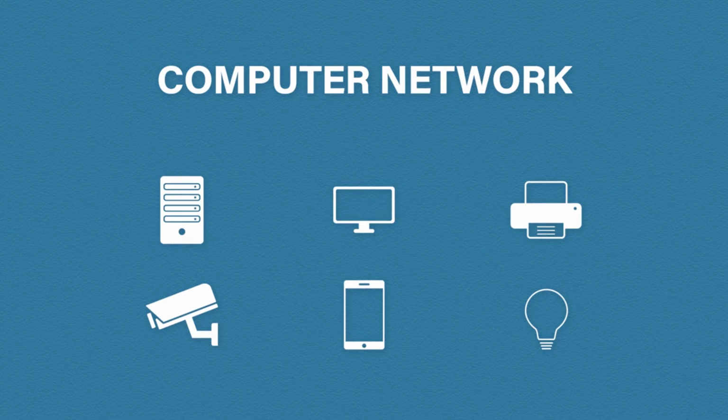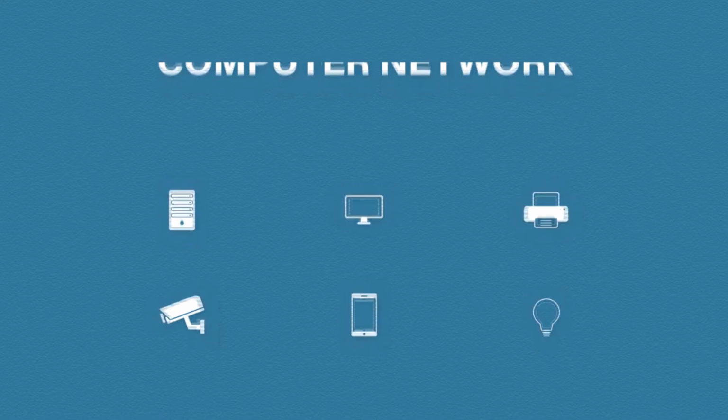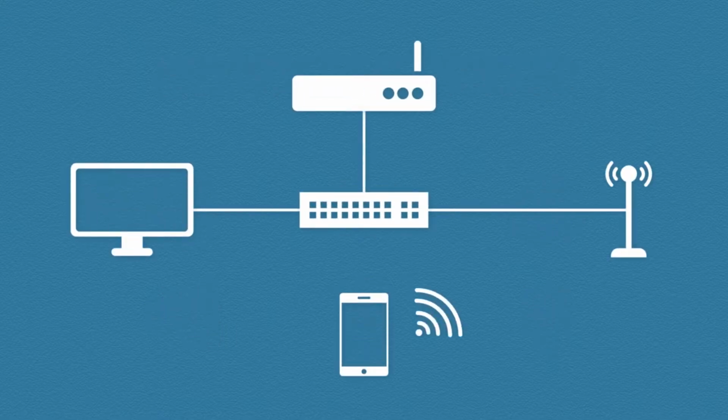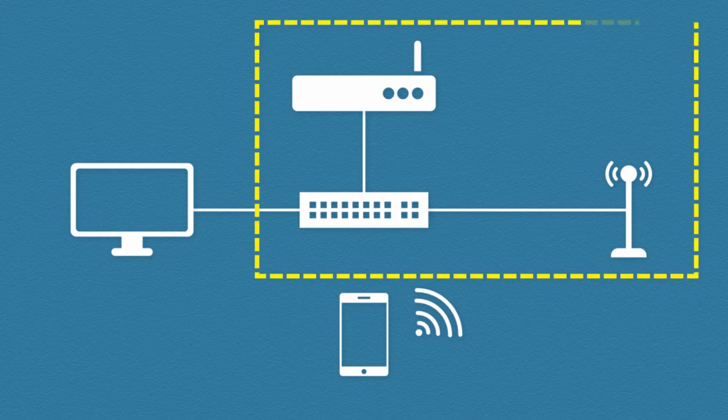So let's take a look at some basic networks and we can see what they look like. First, one that should be familiar to most of you. Here we have a switch, a router, a wireless access point, a desktop, and a phone, all connected to the same network. This is a pretty common home setup. It's worth noting that in most home networks, the switch and wireless access point will be built into the router.